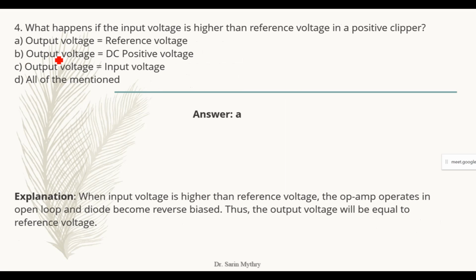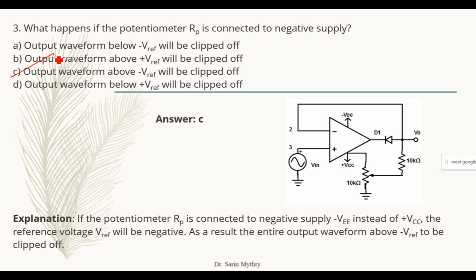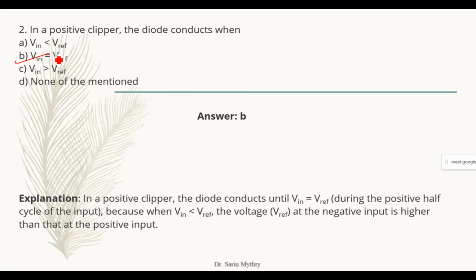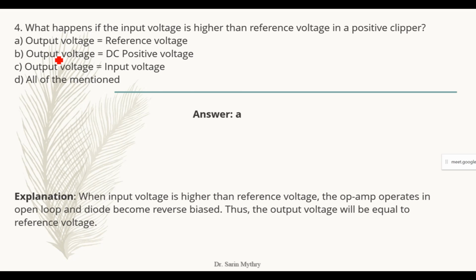Now the next one. What happens if the input voltage is higher than reference voltage in a positive clipper? We have seen up to now that whenever the input voltage is equal to reference voltage, the clipping happens. In the second one we have seen, whenever the input voltage is equal to reference voltage, the diode is going to conduct. Now the question is what is going to happen if the input voltage is greater than the reference voltage, in a positive clipper.